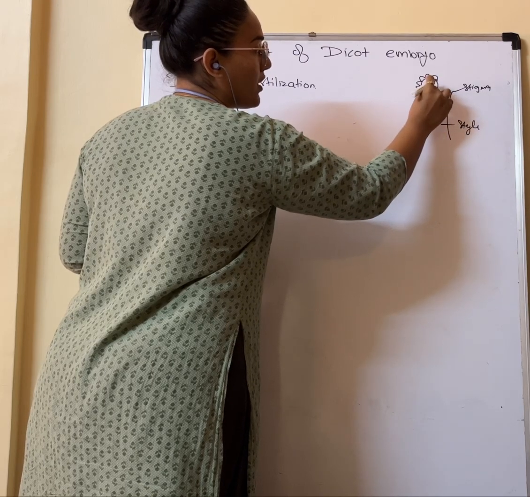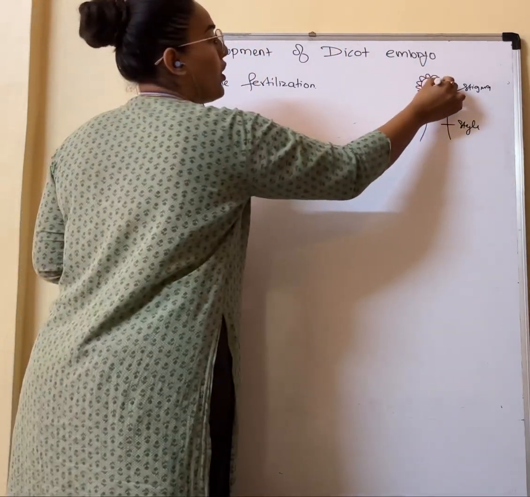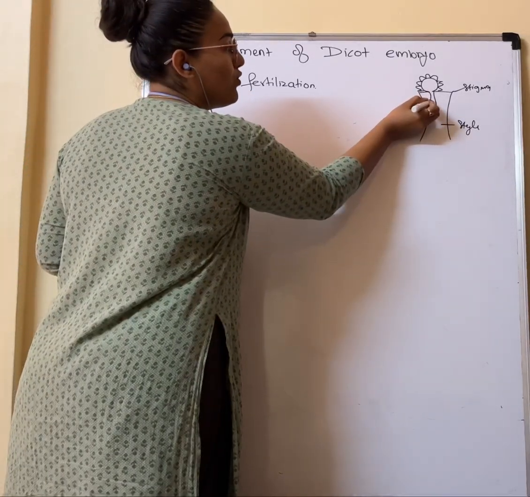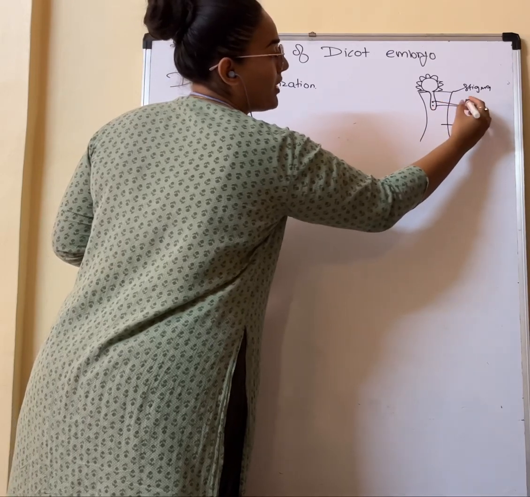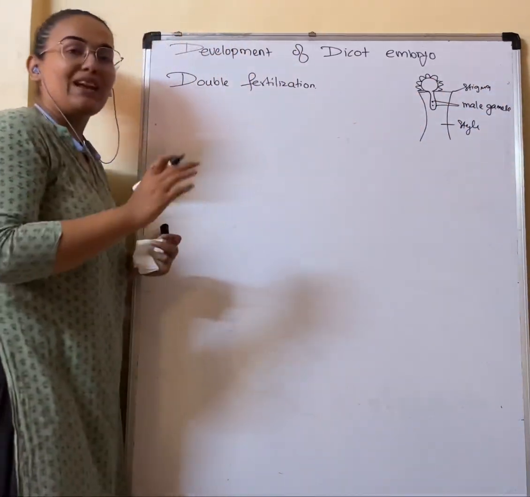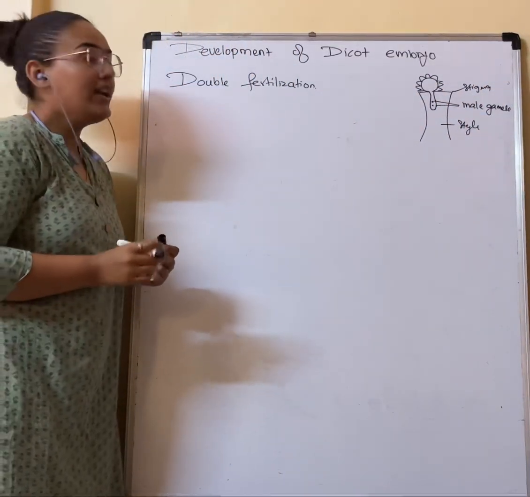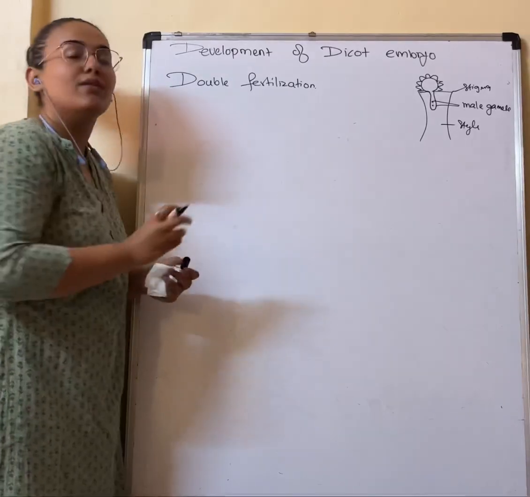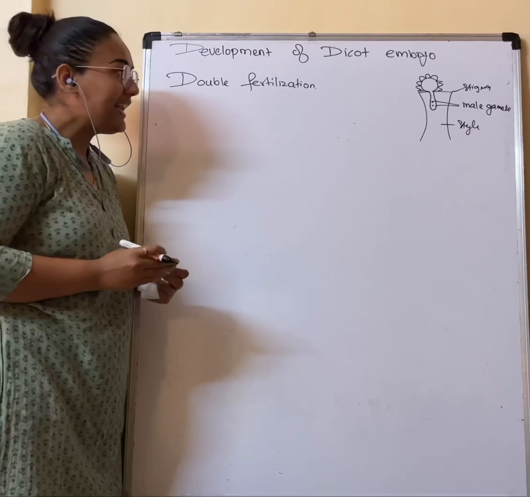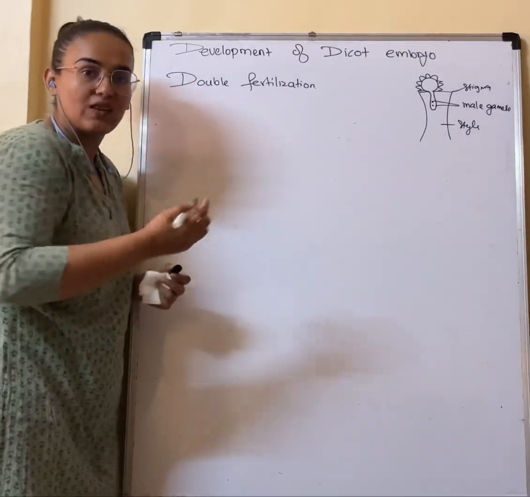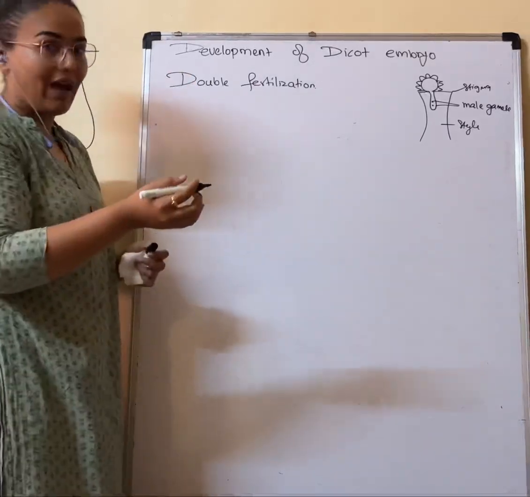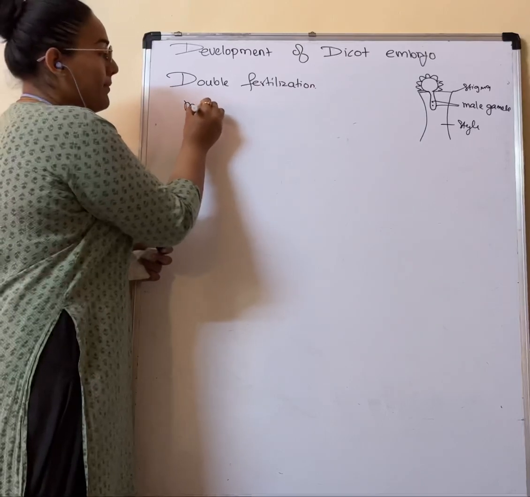So when there is a germination of pollen tube from the pollen grain on the stigma, there are two male gametes. How many male gametes do we have? Two male gametes, which are being forwarded towards the ovule. Now, what happens in the process of double fertilization when this pollen tube enters the ovule? There are two male gametes which are released in the ovule, or the embryonic sac, to be precise.